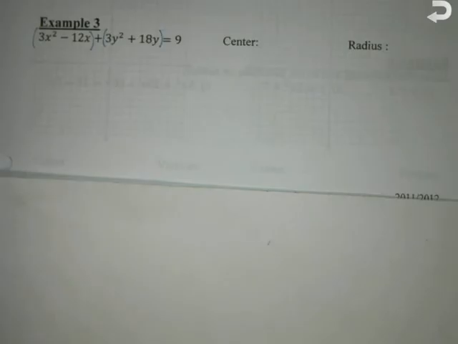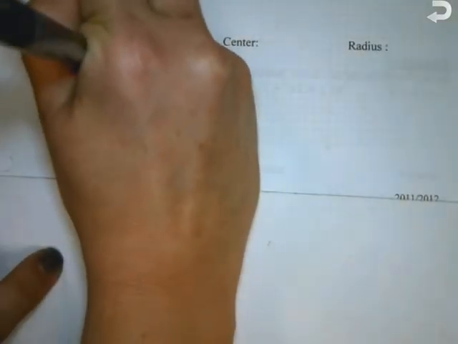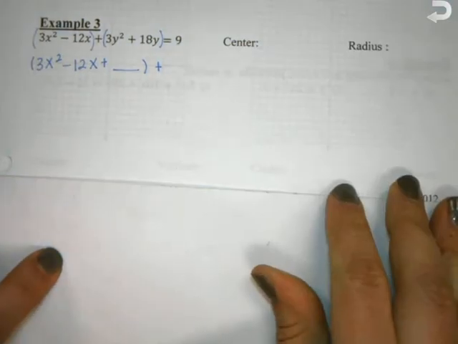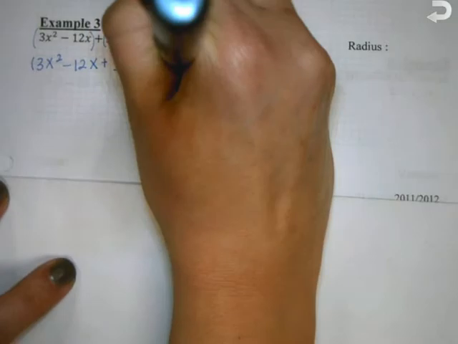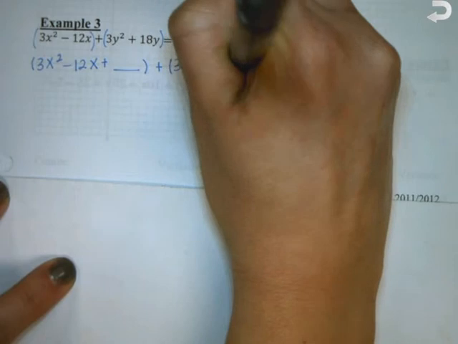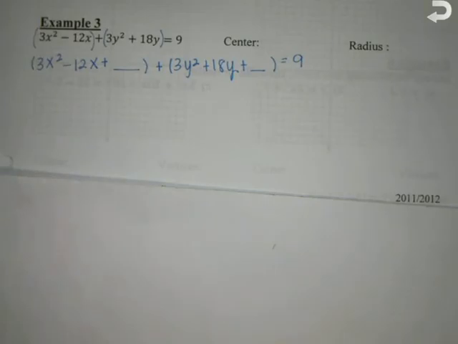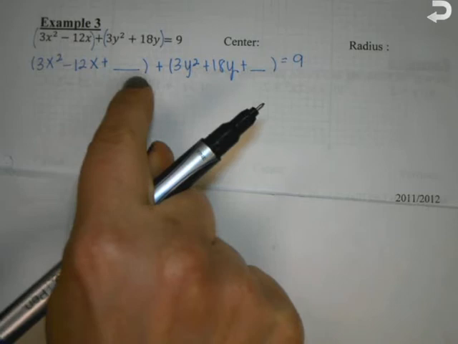And then let's rewrite it filling in the blanks. So we have 3x squared minus 12x plus blank plus 3y squared plus 18y plus blank equals 9. Okay, question. I have 2 blanks added in here. So how many blanks do I have to add to the right-hand side?